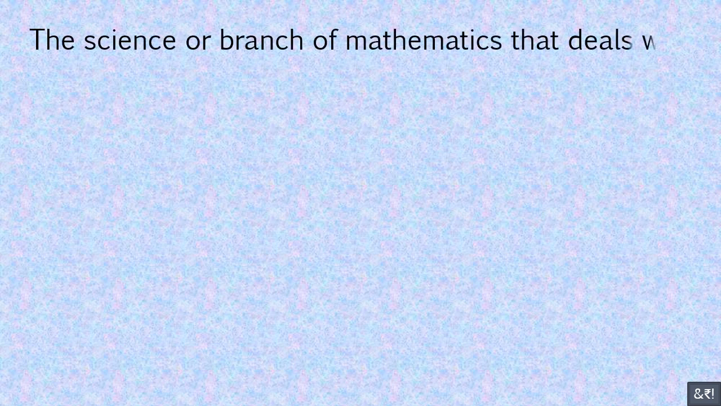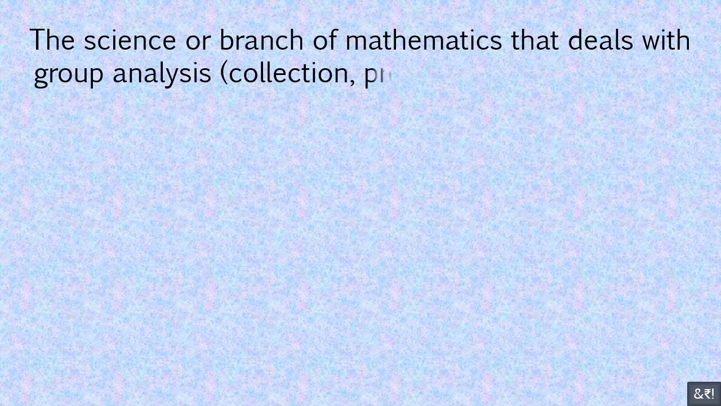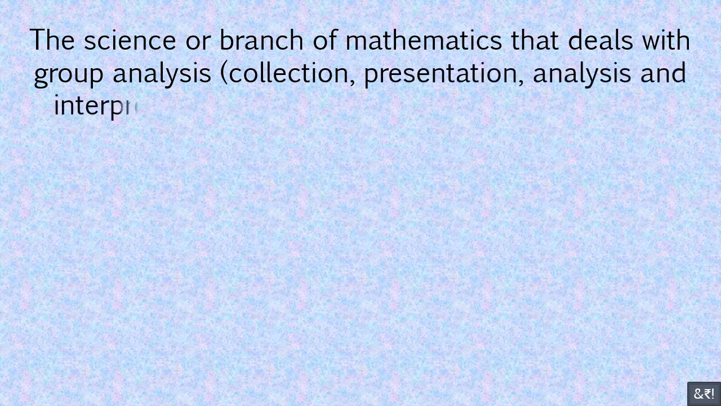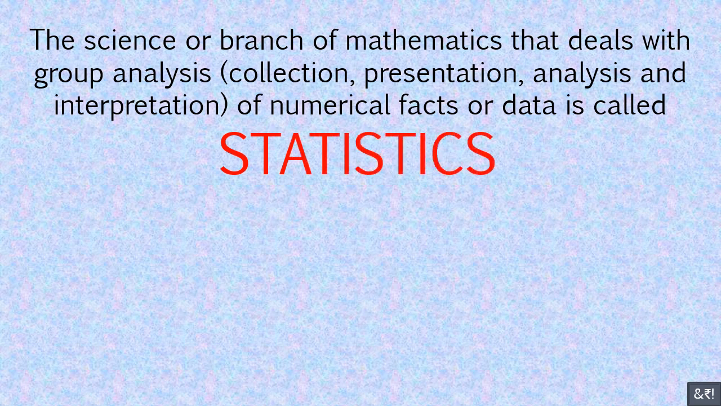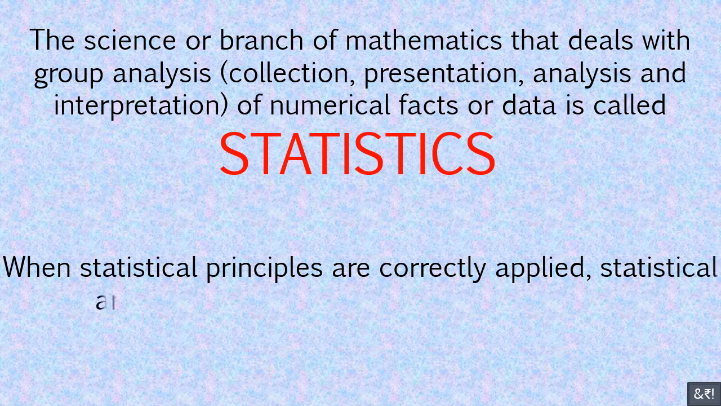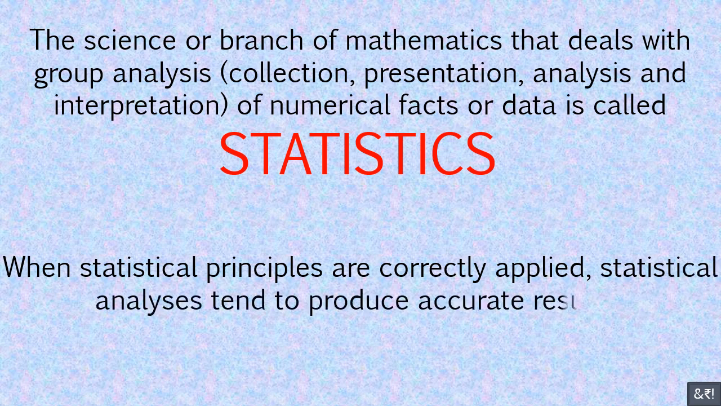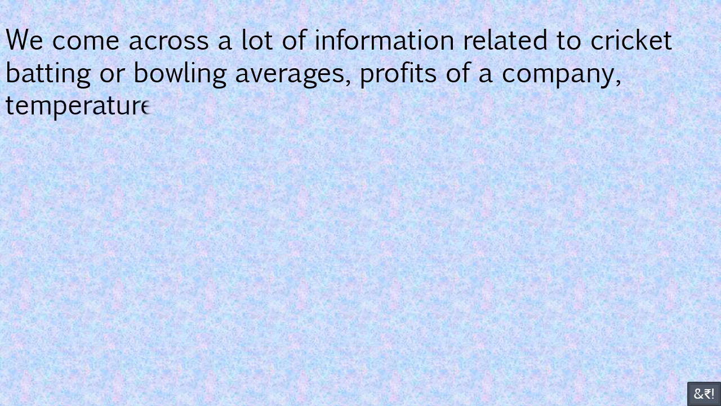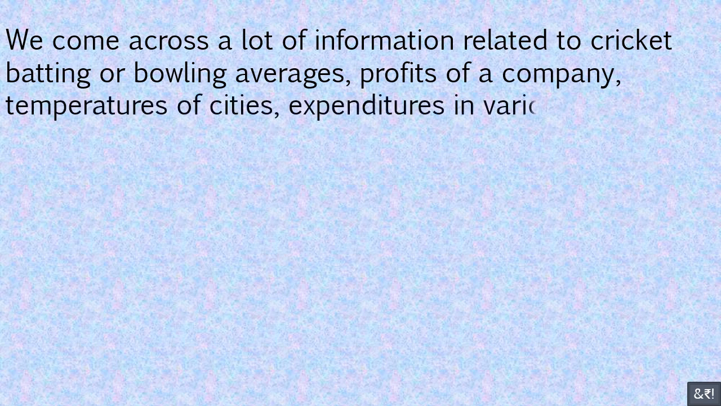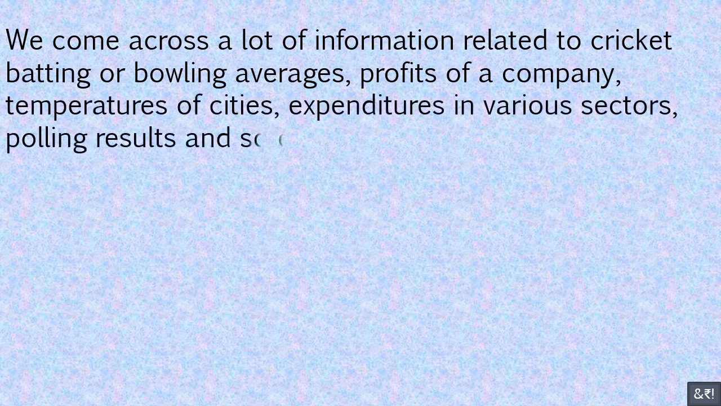The science or branch of mathematics that deals with the collection, presentation, analysis and interpretation of numerical facts or data is called statistics. When statistical principles are correctly applied, statistical analyses tend to produce accurate results. We come across a lot of information related to cricket batting or bowling averages, profits of a company, temperatures of cities, expenditures in various sectors, polling results and so on.